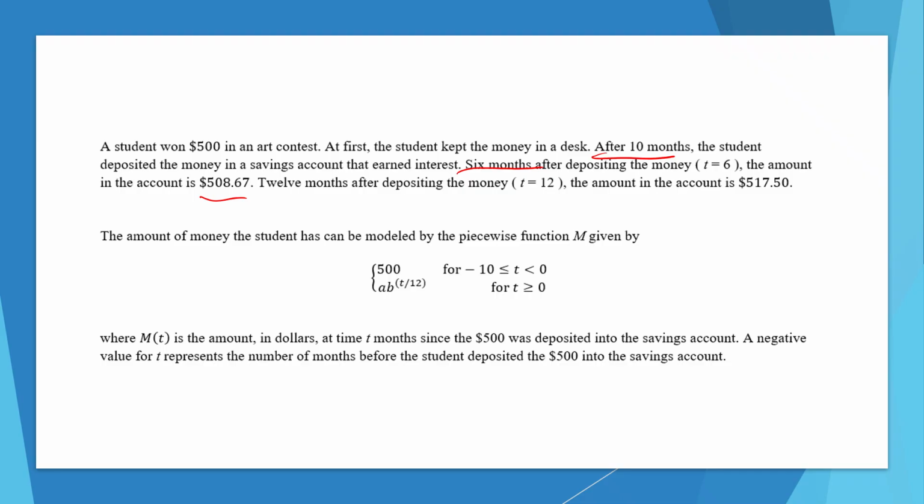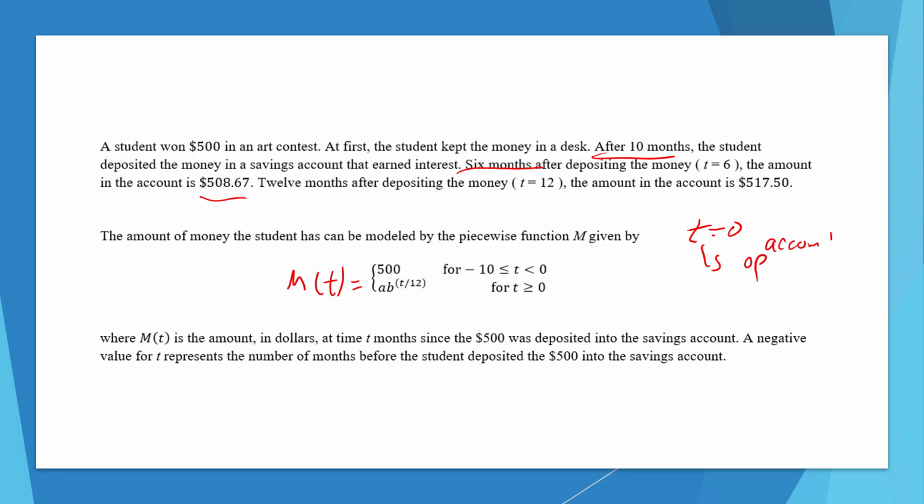$508.67. And then 12 months after depositing the money, the amount in the account was $517.50. So this is going to be our function for m of t, is this piecewise function here. Notice how at time t equals 0, this is when our account opens.